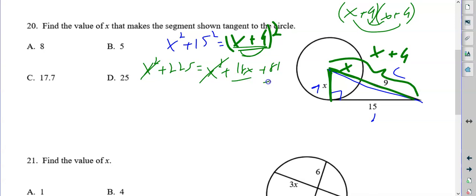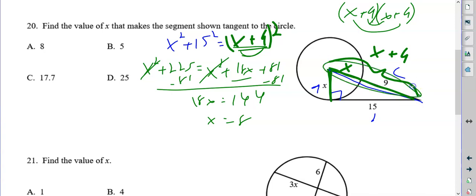So I have my x's here. I'm going to subtract 81. So that's going to give me 18x equals 225 minus 81, which is 144. And then when I divide by 18, I end up with 8. Okay? Now be careful though. That's what x is. Make sure you know what it's asking for. It could have asked, what's the hypotenuse? In that case, it would be 17. But in this case, it's asking to find x, so that's 8.